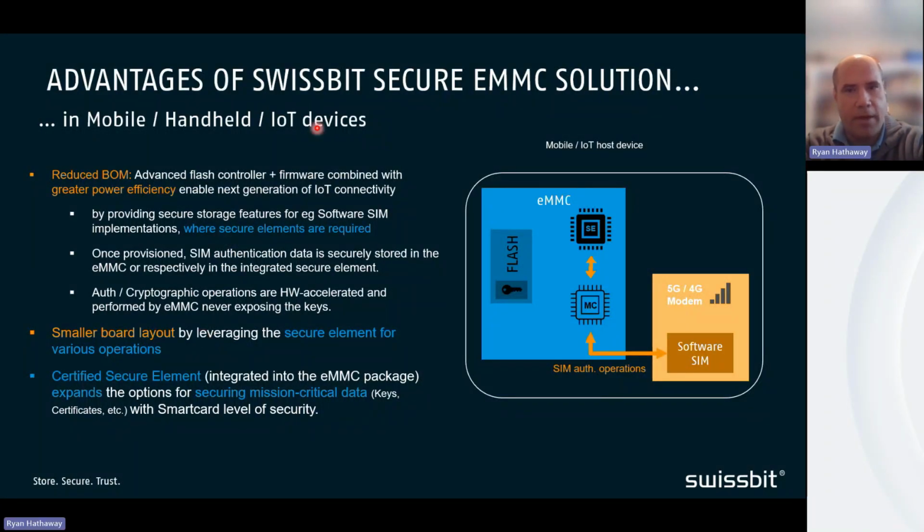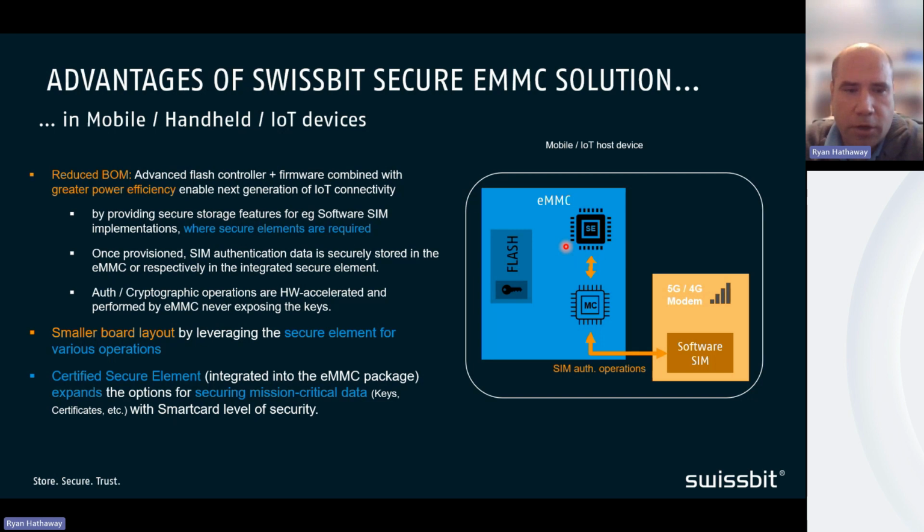So here's an example of an eMMC solution, right? Replacing, for example, an eMMC plus a TPM. Very common in a lot of either netcom devices, mobile devices, IoT devices, to deploy an eMMC and then a TPM, trusted platform module, separately. It's a hardware chip. With our product, we can integrate the secure element into the eMMC. So you get a reduced BOM, you get greater power efficiency. You also have less access points.